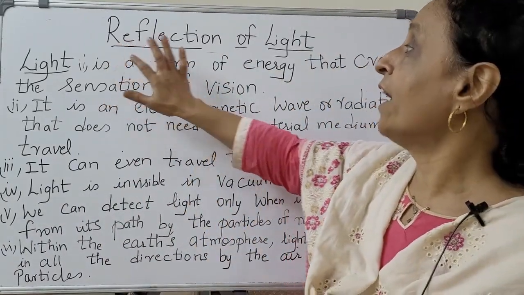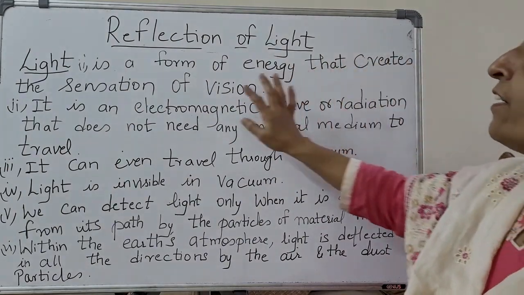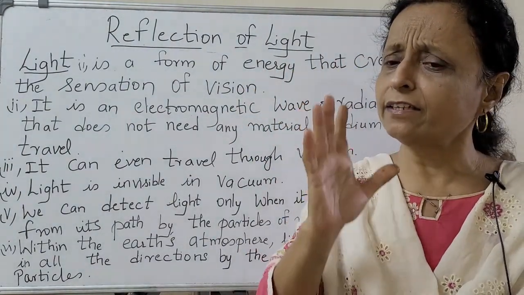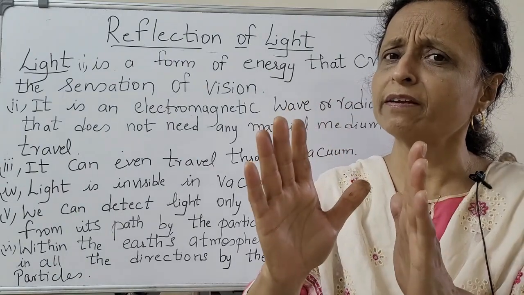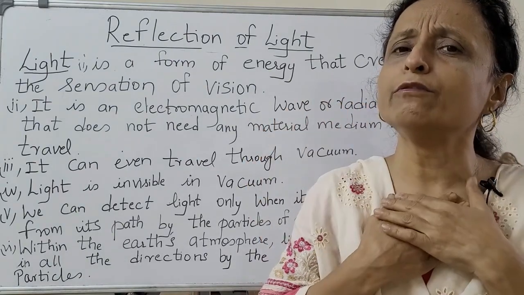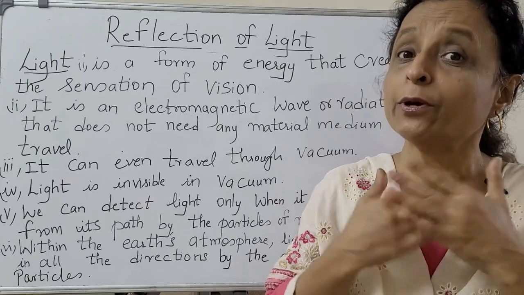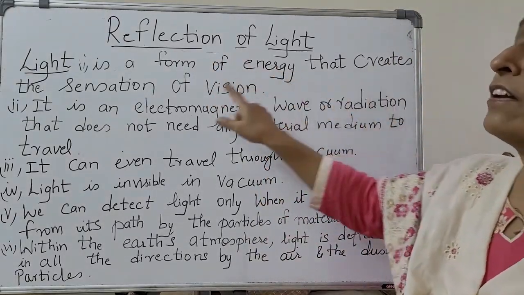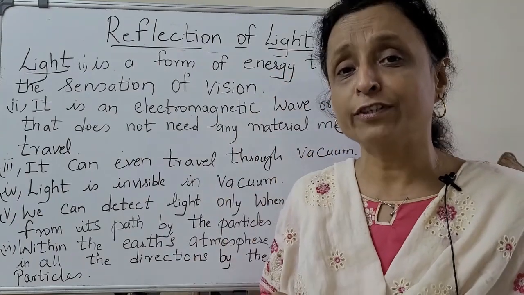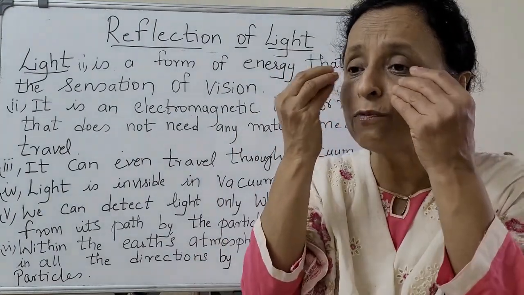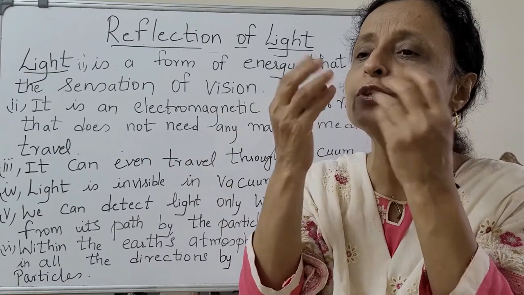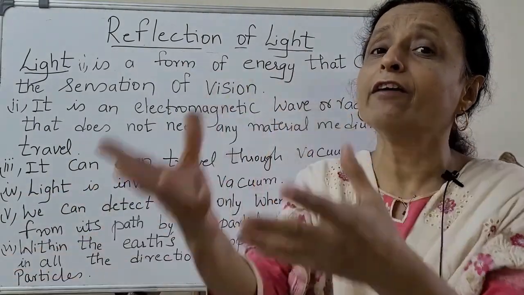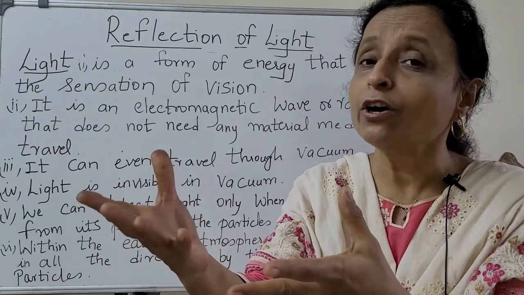Now, light is a form of energy that creates the sensation of vision. If there is no light in the room, even if a mirror is there, you won't be able to see your image because it is the light. It is a form of energy that creates the sensation of vision. Vision is what you can see. It is due to the light. The light gets deflected on the mirror and therefore you can see your image.